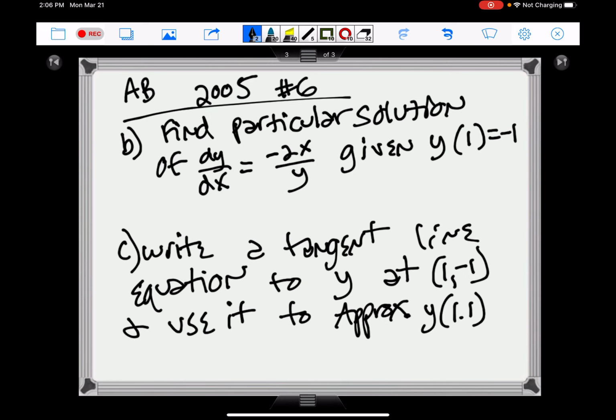Oh wait, yeah. We need to multiply y and the x.